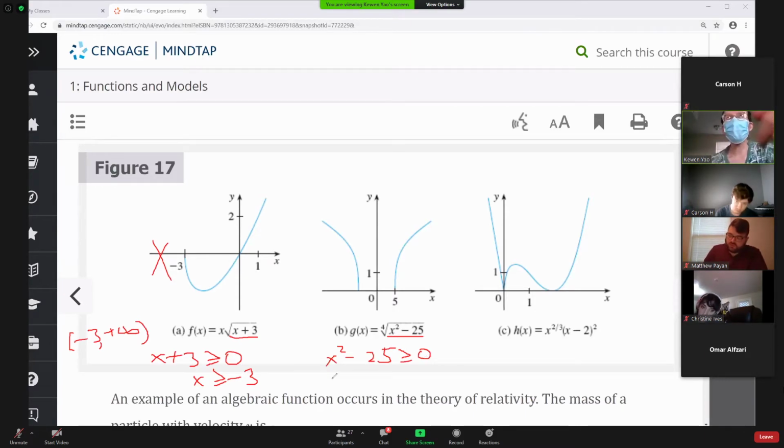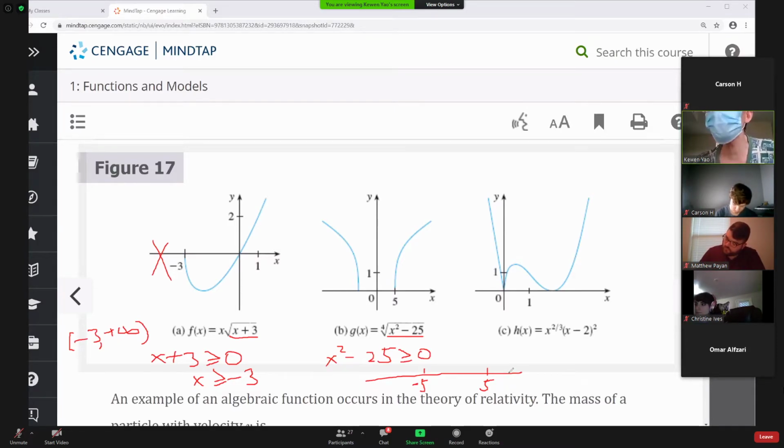You can factor. Remember from last semester, we have learned how to solve this. If you solve it equal to 0, you have two roots, -5 and +5. Now these two numbers divide the real number line into how many intervals? Three intervals: left part, middle part, and the right part. You have to decide which interval is the solution.